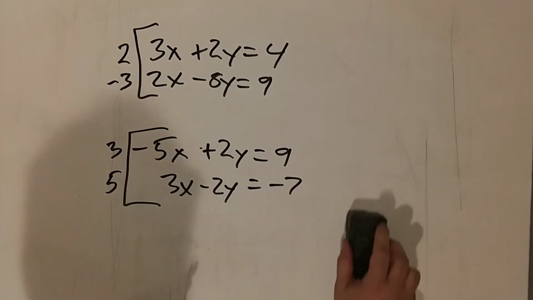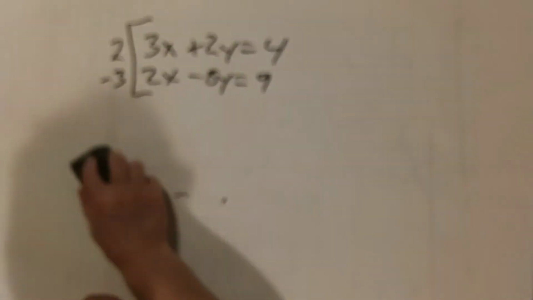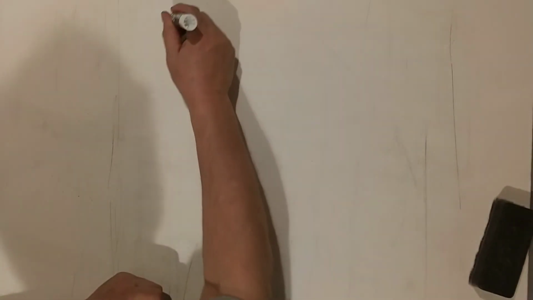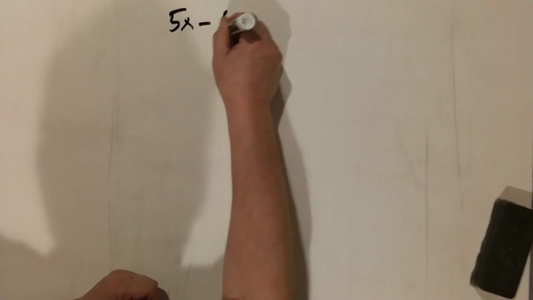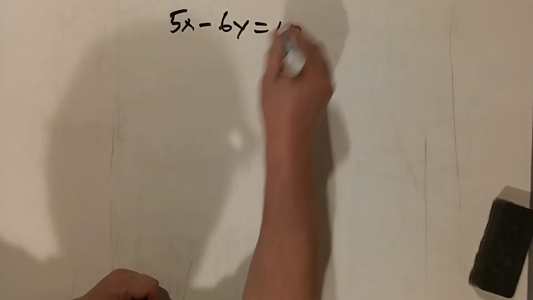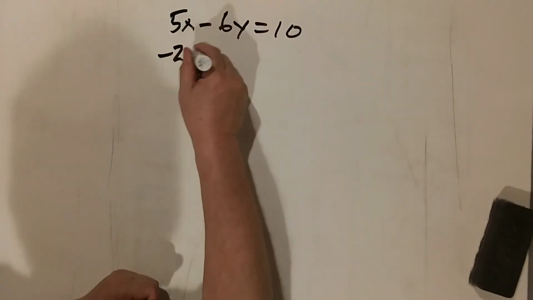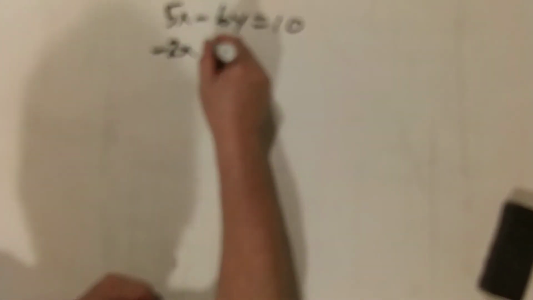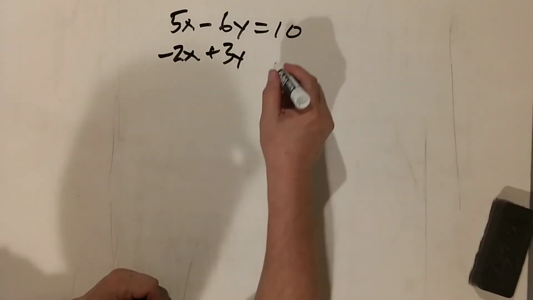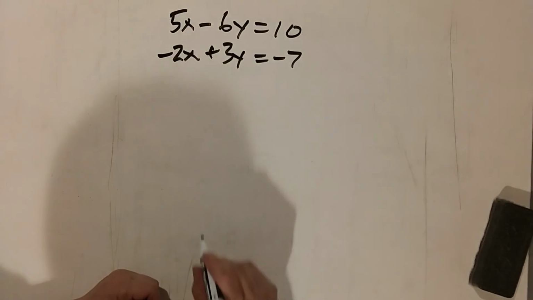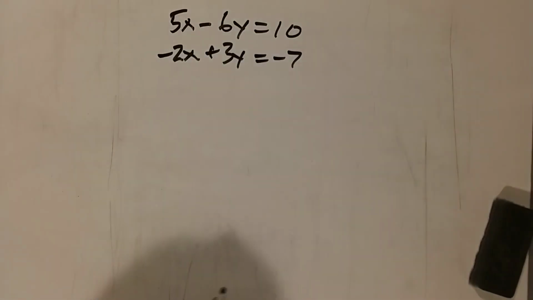Okay, let me give you one system to solve and see if you've got the hang of it. 5x minus 6y equals 10. Negative 2x plus 3y equals negative 7. See if you can solve this system. Put it on pause, solve the system, and then check back to see if you were able to solve it correctly.